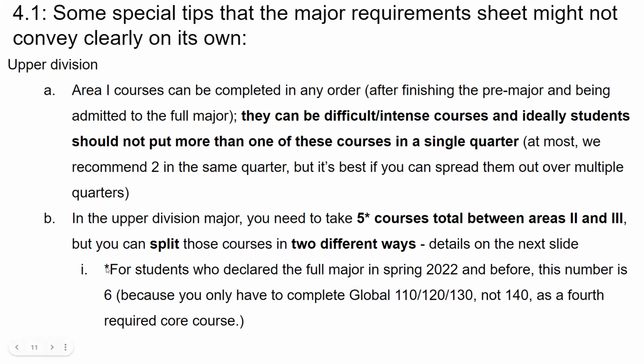I do want to give the little asterisk here that for students who declared the full major in spring 2022 and before, this number is actually 6, because for those folks, they only had to complete Global 110, 120, and 130 as their core area 1 courses, not 140. 140 was added to the major sheet starting in the 2022 to 2023 academic year as a required course under area 1. So that shifted the number of area 2 and 3 classes down by 1 so that you didn't have to complete an additional class, just that we changed the balance a little bit.